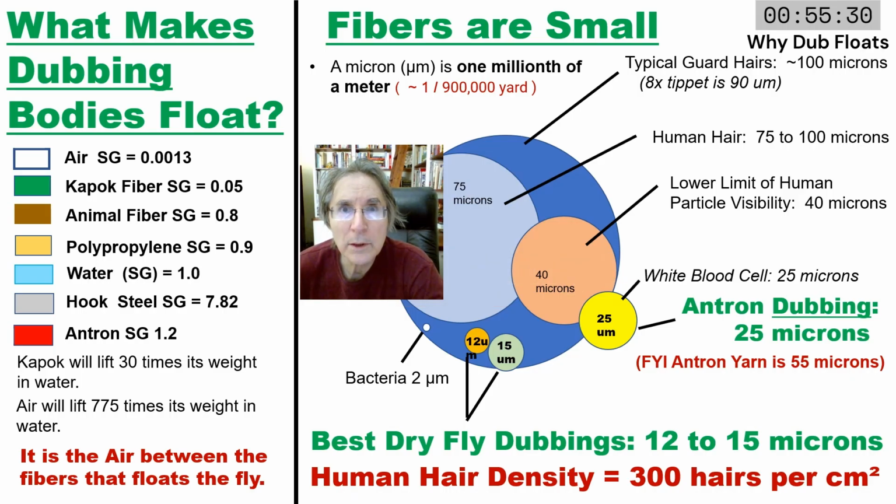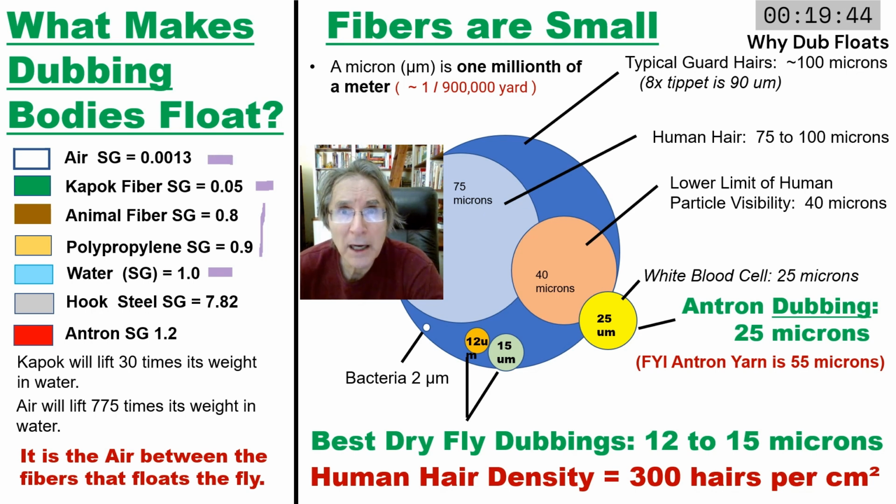To understand what keeps our flies afloat, we need to understand specific gravity. Specific gravity is simply the weight of a material with respect to water, with water being 1. Anything less than 1 will float, anything more than 1 will sink. Looking at the numbers, our animal fibers and our polypropylene will add very little to the buoyancy of the fly. Kapok fibers add more buoyancy, but are not enough to overcome the weight of the hook. The air trapped between the fibers with a specific gravity of 0.0013 is what keeps our flies afloat.